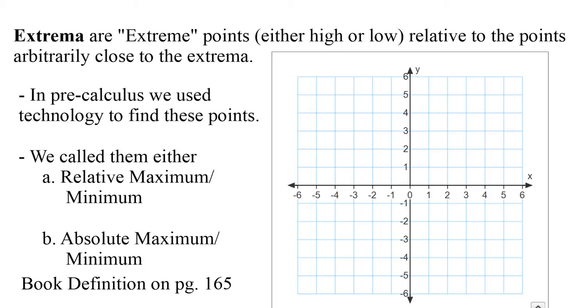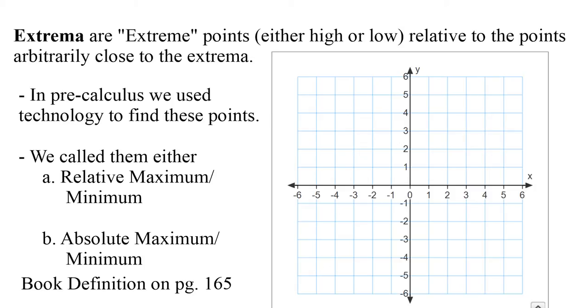Now, there's that word arbitrarily close. What does it mean to be arbitrarily close? And again, the best definition that I can give to you is close enough to that point. And so in pre-calculus, we use technology to find these points. And we either call them relative maximum or relative minimum, or absolute maximum and absolute minimum. Now, these definitions are in the book on page 165, and I'm just going to give you a real brief overview of what those things are.